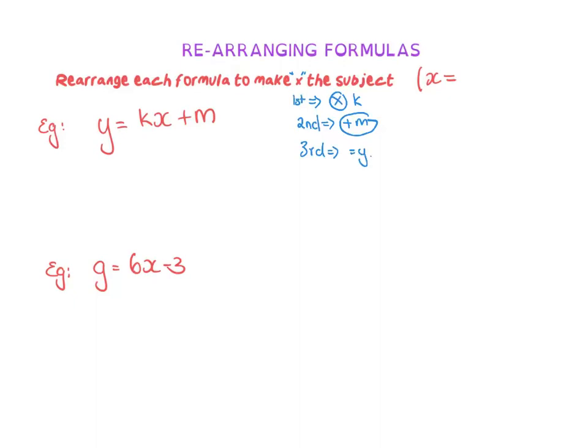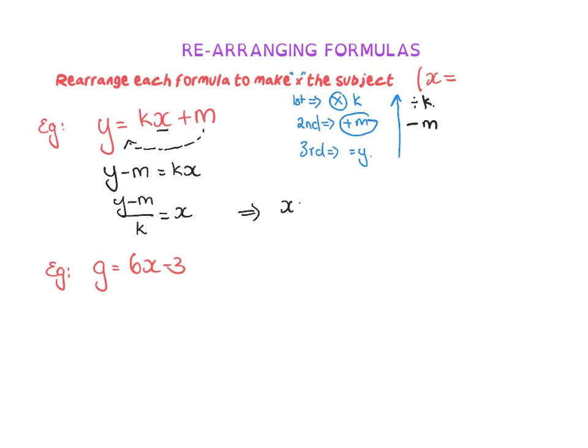Okay, so if we want to go backwards, we're going to do inverse operations. So we go back in order: we're going to subtract m and then divide by k. We're going to move this m over, because we're trying to get x by itself, and we've got y minus m equals kx. Now because that k is multiplying, when you move it over it will divide, and there you go. So we now have a rule for x. You've rearranged to make x the subject.